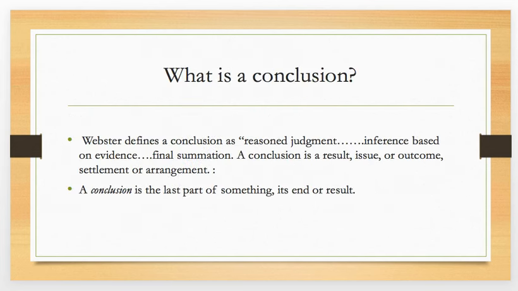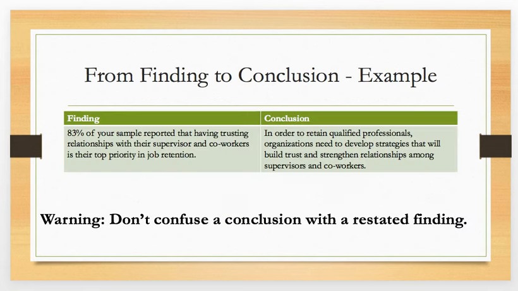Okay. So what's a conclusion? Conclusion, according to Webster's dictionary, is reason, judgment, inferences based on evidence, final summation. A conclusion is a result, issues, or outcome settlement, or arrangement. A conclusion is the last part of something, it's the end result. Okay. So I want to highlight something for you that is this idea that when you draw conclusions, it's not a restating of the finding.